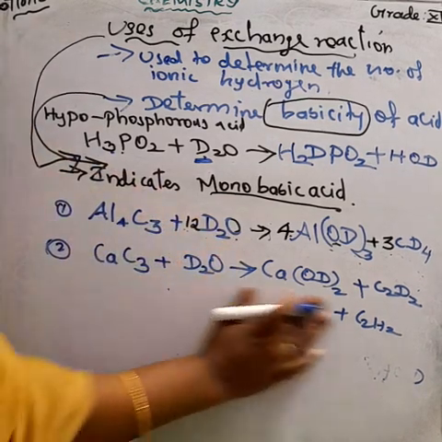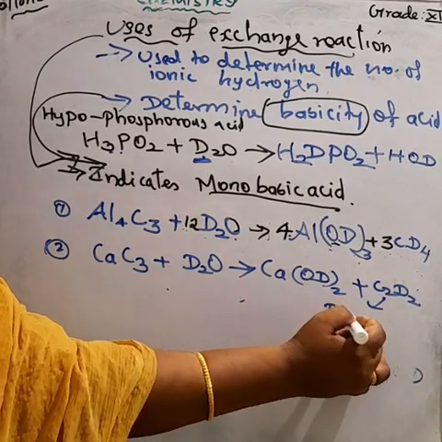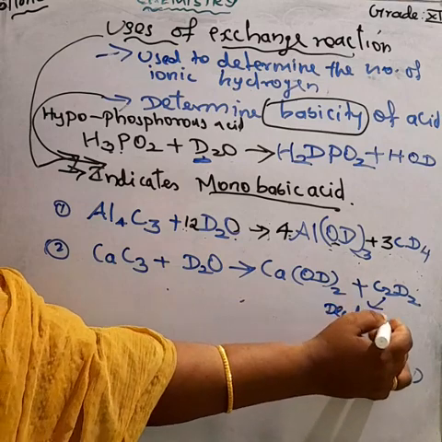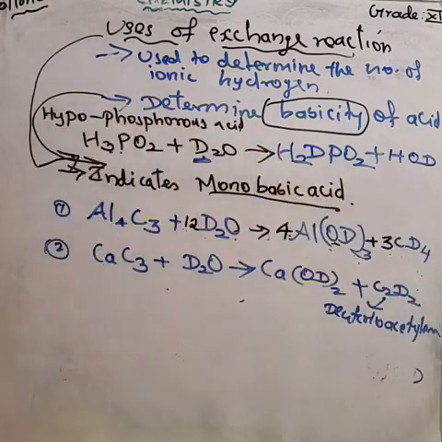But we are using heavy water here, so we get calcium deuteroxide and C2D2. What is the name of this compound? Deuterioacetylene. C2 means acetylene, so the compound is deuterioacetylene.